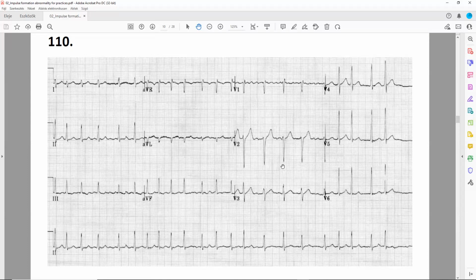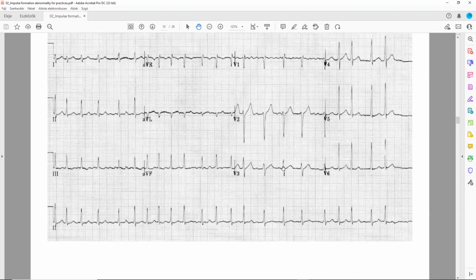Somebody asked me about the flutter and fibrillation. How can we differentiate? You can use the rate as well. So the atrial rate can be used. If it's less than 300, that can be flutter. But in that case, for sure, the morphology of the atrial contraction will give you a bigger sign, not this small one.